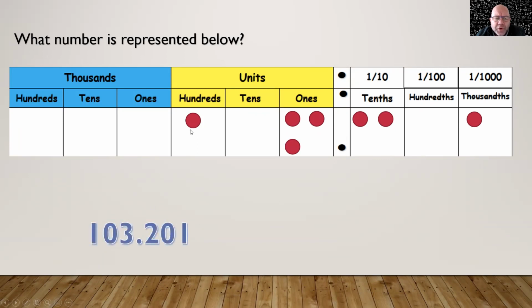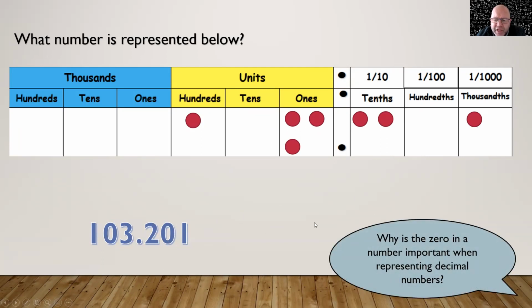There we go, 100, no tens, and 3 ones, so 103. You can see the 0 is important. Okay, and then 2 tenths, no hundredths, and 1 thousandth. So after our decimal point, 2 tenths, no hundredths, and 1 thousandth, 103.201.